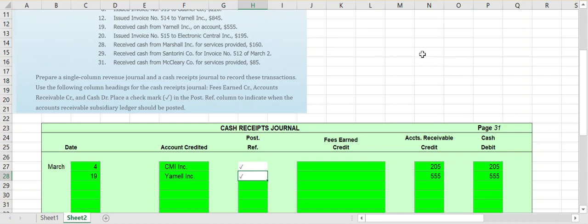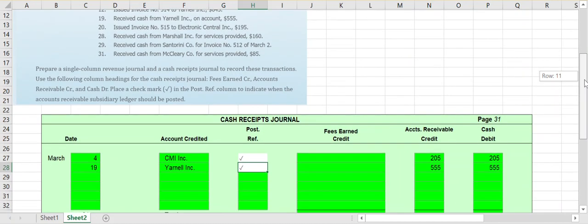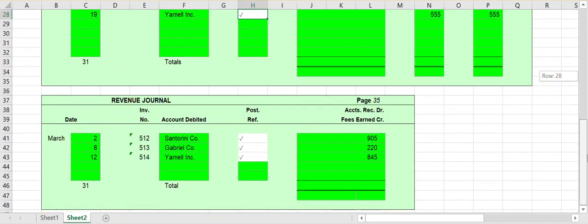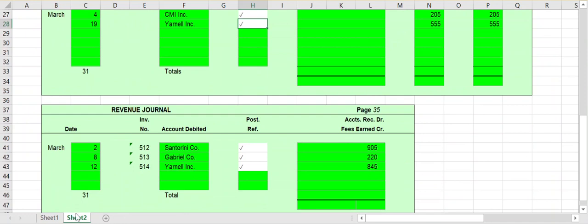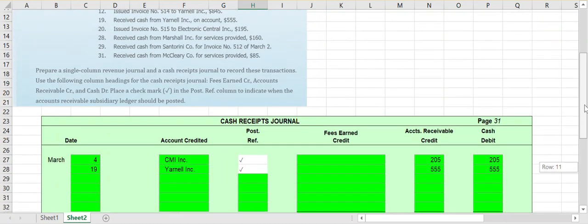On the 20th, it says we issued invoice 515 to Electronic Central Inc. for $195. Issued invoice has to go into our revenue journal. So issued invoice to Electronic Central for $195 on the 20th. Does this transaction affect accounts receivable or accounts payable? Yes, because we know every transaction that goes into our revenue journal is affecting accounts receivable. So every single one of those transactions has to be posted to our accounts receivable subsidiary ledger.